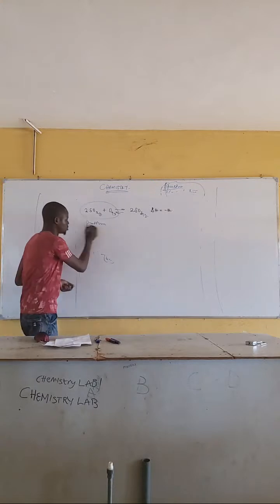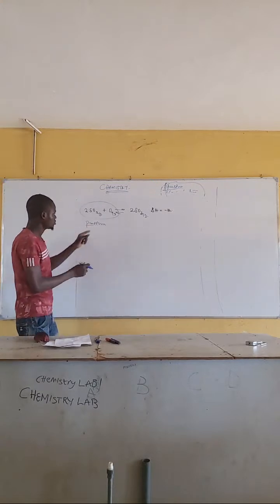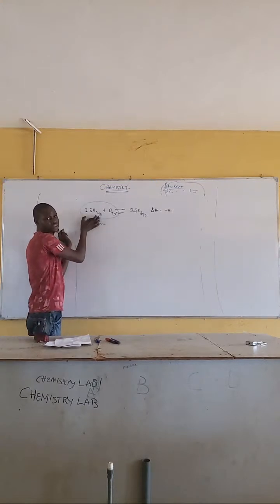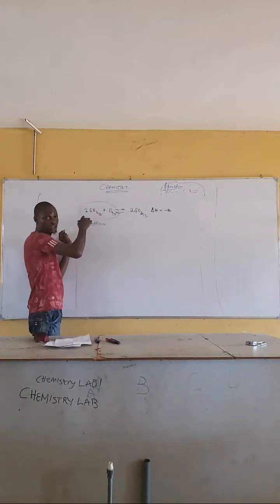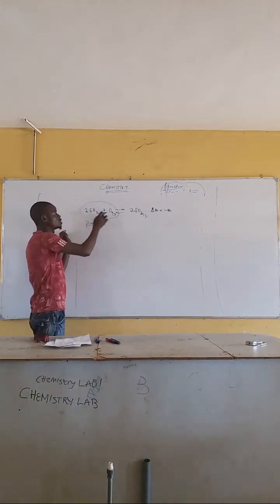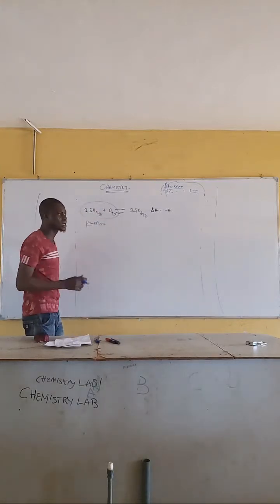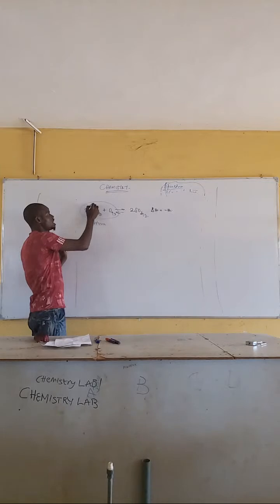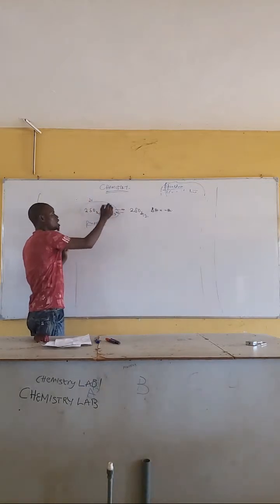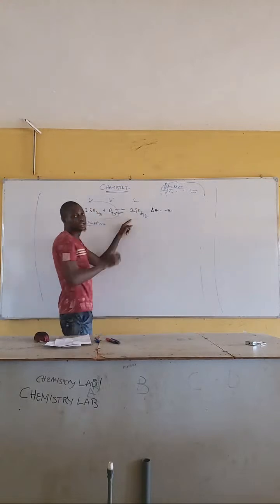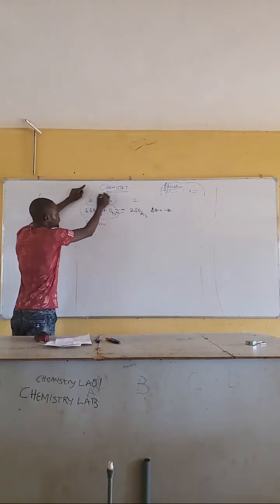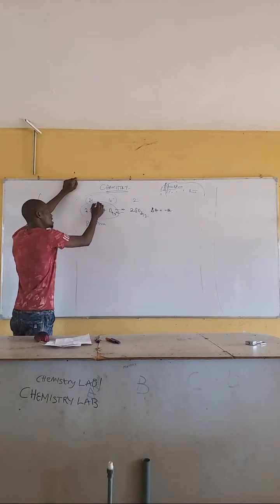Now for pressure, let's take a look at the volume. We want to find what will make more of SO2 and O2 to be produced. Now let's start with this. How many volumes do we have? We have 2 volumes, and 1 volume of oxygen. Now, the total volume that we have in this place here is 3 volumes.